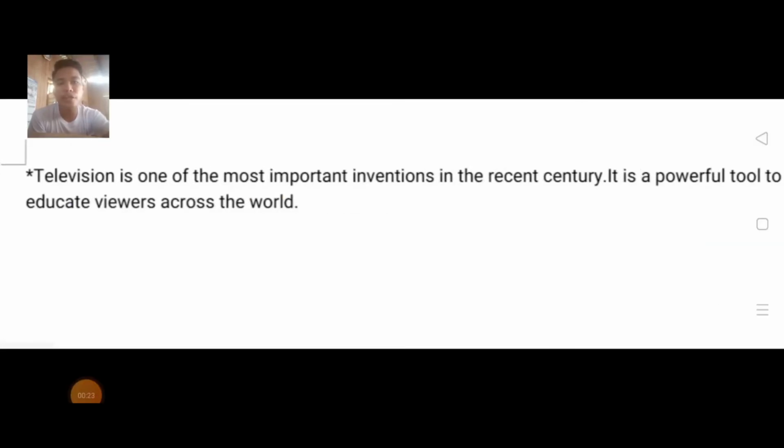Television is one of the most important inventions in the recent century. It is a powerful tool to educate viewers across the world.